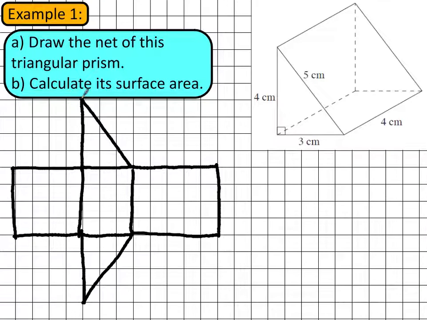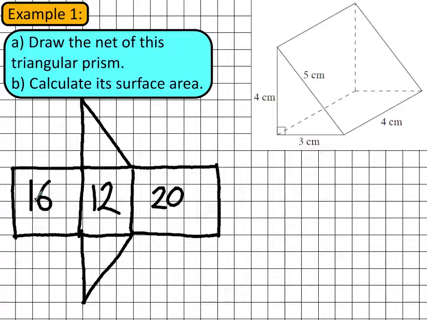Now we've got to calculate its surface area. So, well, rectangles and squares are quite easy, aren't they? We need to times the length by the width. So this slanted side, the 5 by 4, is going to be 5 times 4, which is 20. This is all in centimeters squared, by the way. The base is 3 times 4, so 3 times 4 is 12. That back side there, which is 4 centimeters by 4 centimeters, is going to be therefore 16 centimeters squared.